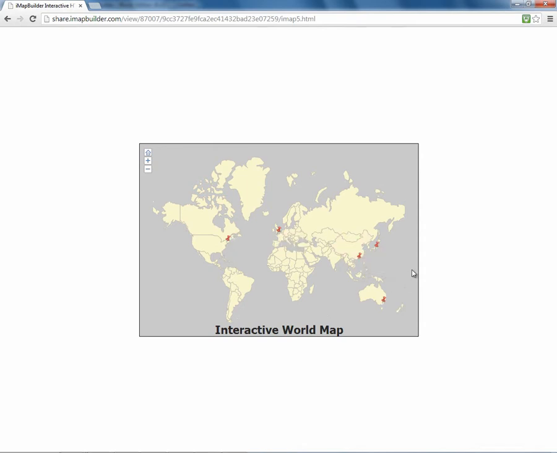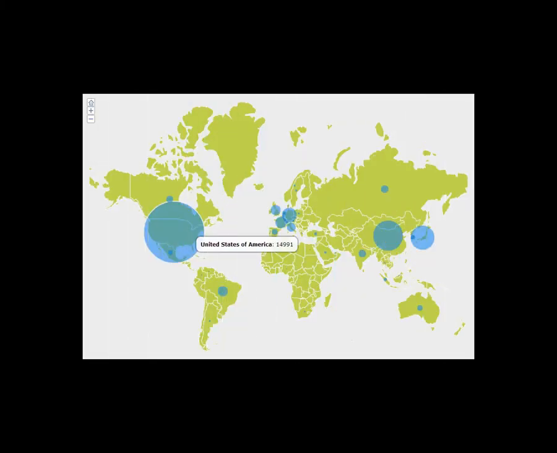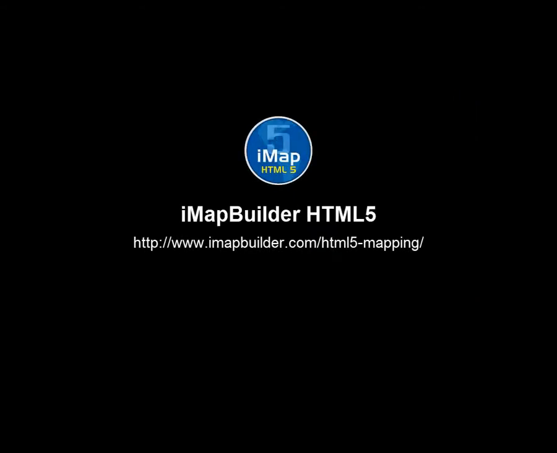Other than adding overlays on the map, we can also visualize data with heat map, bubble chart and pie chart. That's the end of the demonstration.